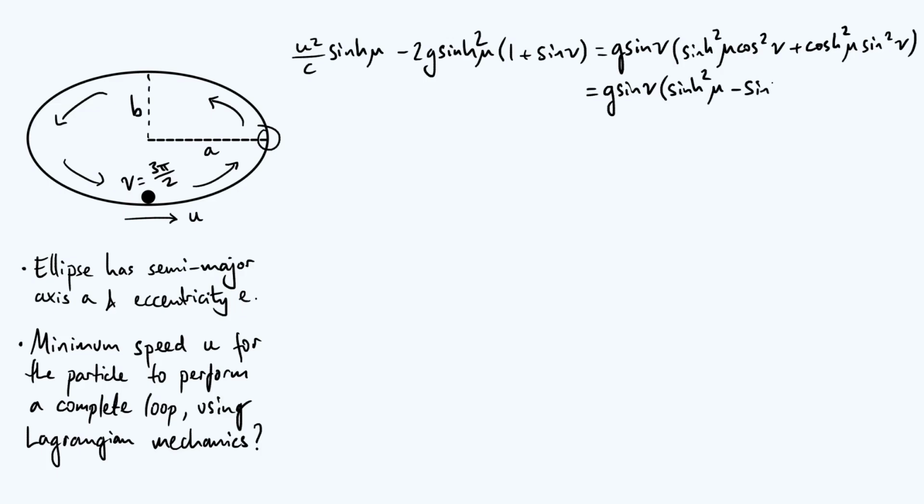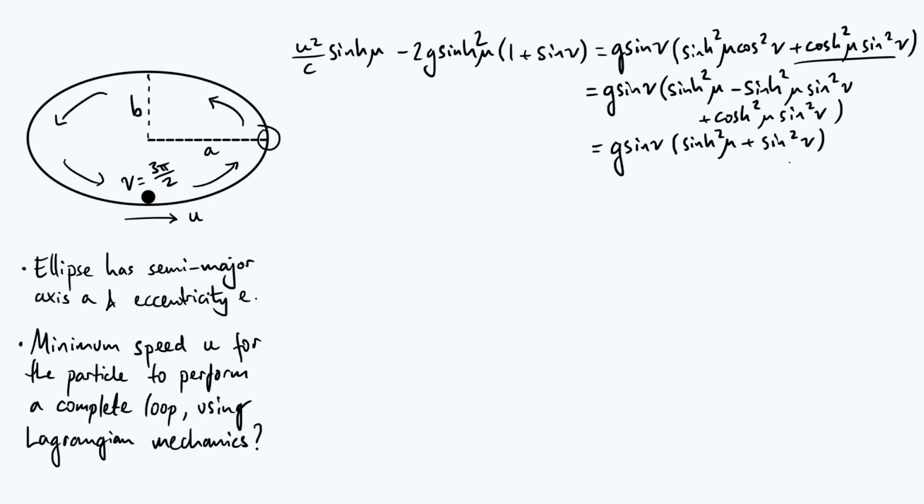You're going to get a minus sine squared mu sine squared nu, right? This is just from applying cos squared equals 1 minus sine squared. Then you've still got this term, which was originally there, plus cos squared mu sine squared nu. Then you can apply a hyperbolic trig identity. Notice that the second two terms are proportional to sine squared nu, and you've got a cos squared minus sine squared, which is equal to 1. And so your entire right hand side simplifies down to g sine nu times sine squared mu plus sine squared of nu.